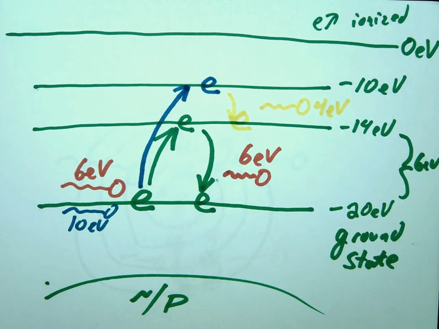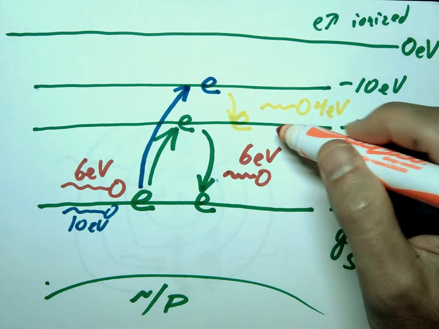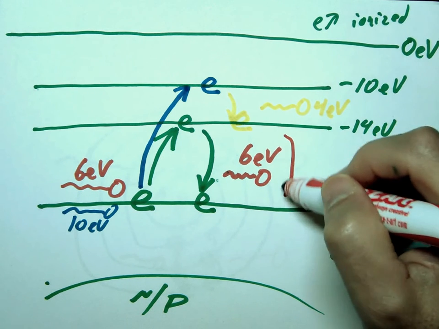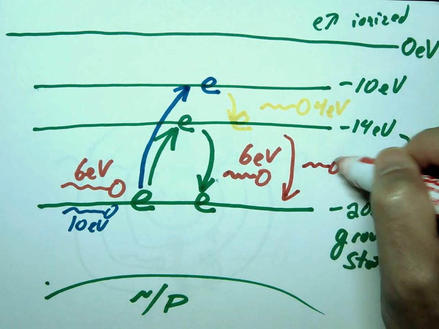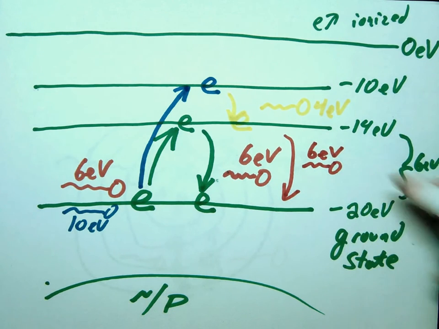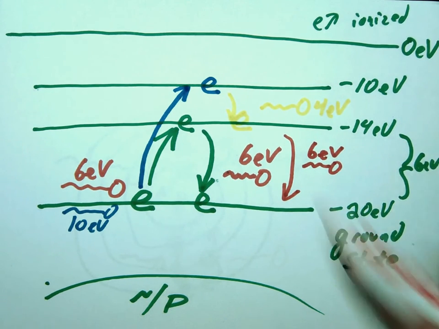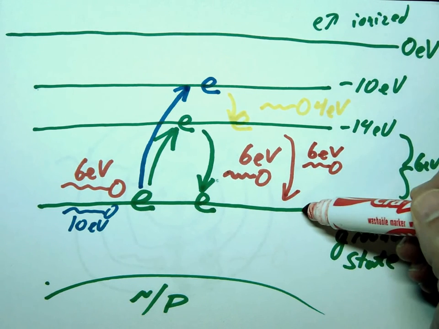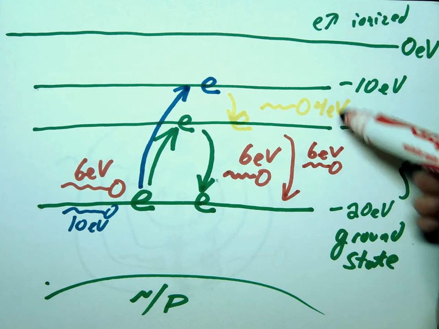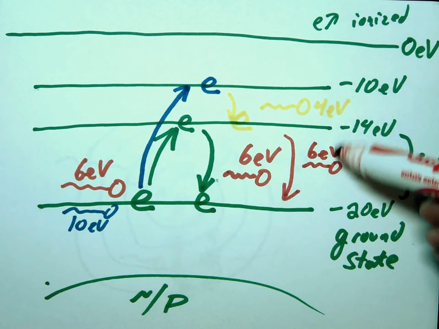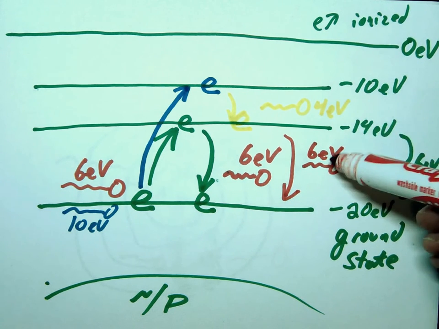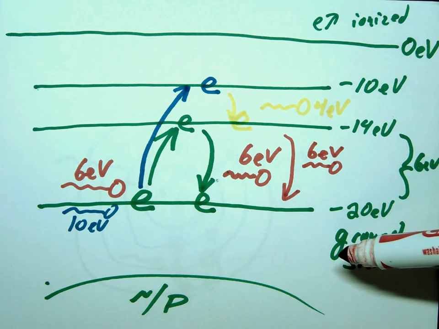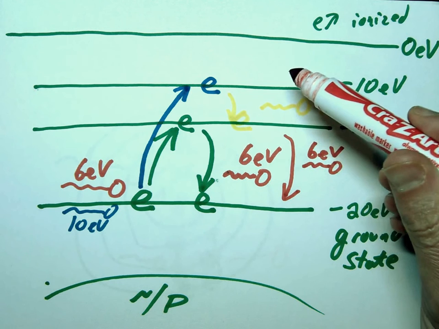And let's say it now drops from this level back down to here. It would again release a 6 electron volt photon as well. So in this case, 10 comes in and it would release a 4 and a 6. Notice these two energies, we're talking about conservation of energy here, must add up to that 10 electron volts up here. Okay, so I think that's about it.